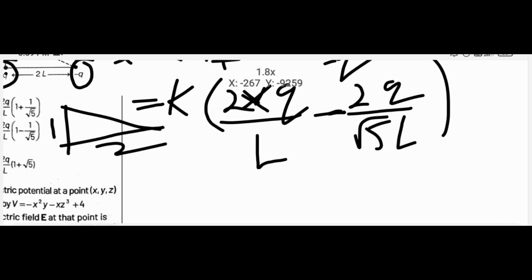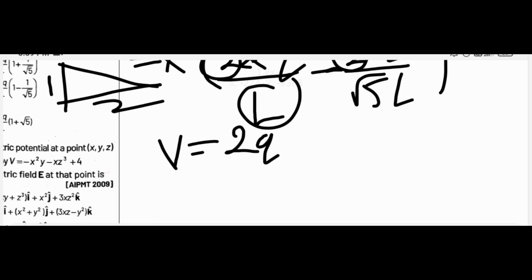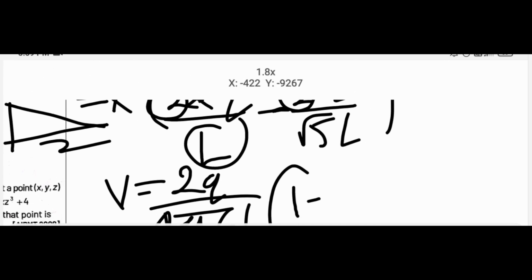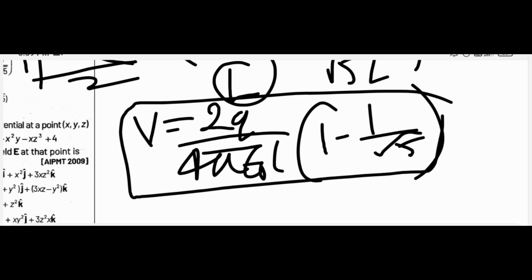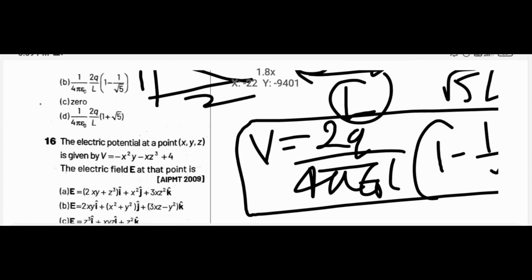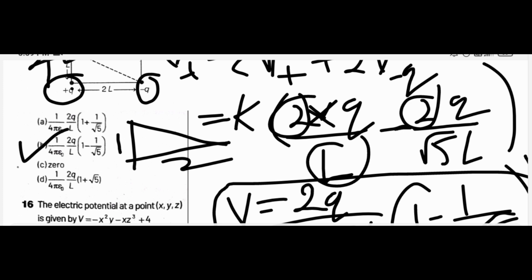Substituting that, V is equal to, taking 2 common from these two and L, we get 2q by 4 pi epsilon naught L times 1 minus 1 by root 5, since everything else comes outside and 1 is left. Searching for this equation among the given answers, yes, 1 by 4 pi epsilon naught, 2q by L times 1 minus 1 by root 5 is given here. So option B will be the correct answer.